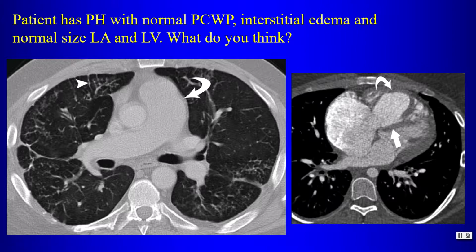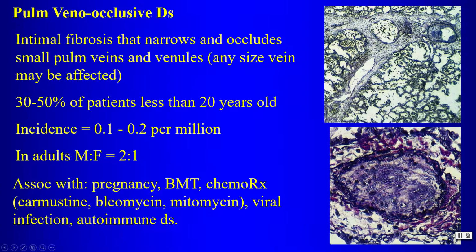So pulmonary venous pressure, the pulmonary capillary wedge pressure, which is an indirect measurement of the pressure here in the left atrium, is normal. So the left heart here is normal. So why does the patient have then interstitial edema and pulmonary hypertension? The answer here is pulmonary veno-occlusive disease.